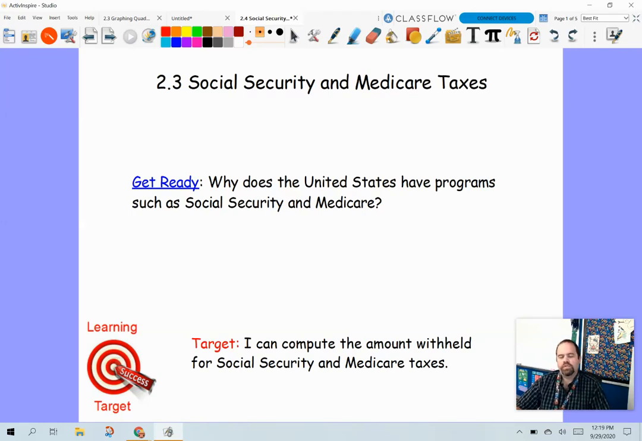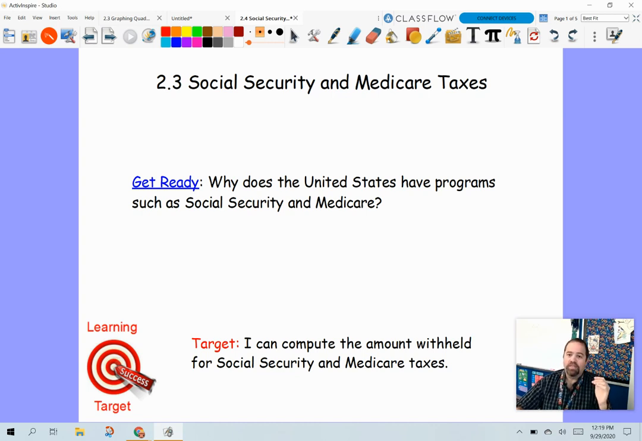So I wanted to talk about another type of tax that comes out of your pay, Social Security and Medicare. These are not income taxes. Basically, this money is geared to go towards specific programs. Whereas income tax just goes to kind of fund the government, Social Security taxes go into a Social Security fund and Medicare taxes go into a Medicare fund. They're used specifically for Social Security and Medicare.